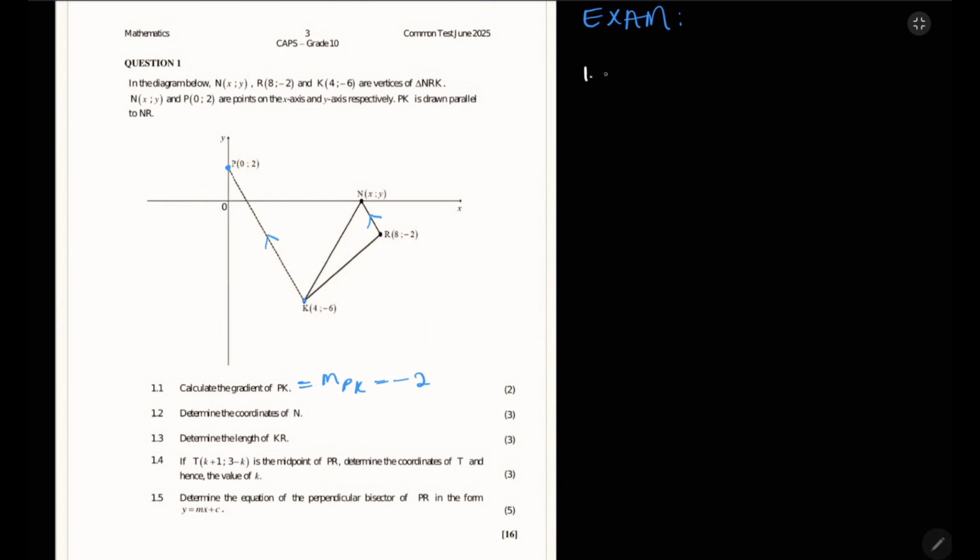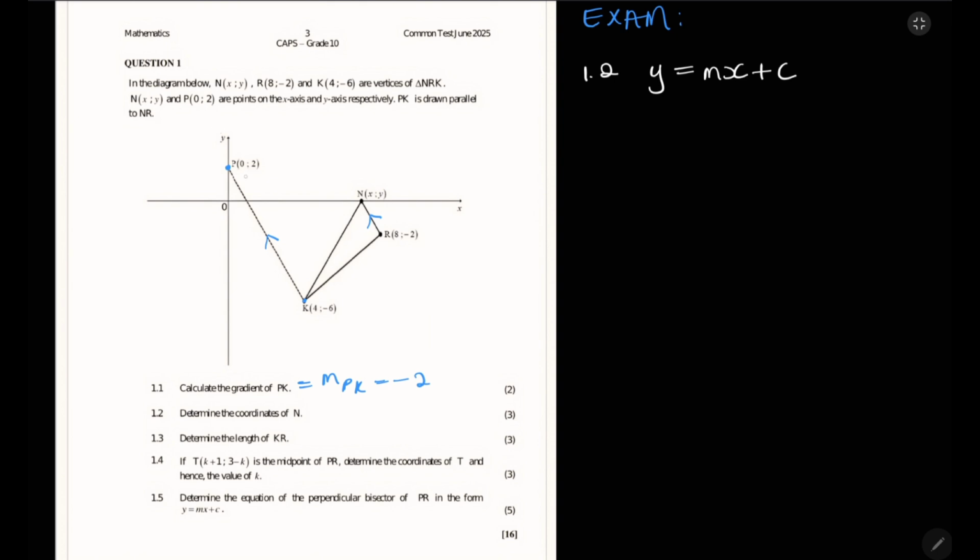Let's move to 1.2. We have determine the coordinates of N. Okay, there's your N. So there are different ways in which you can solve this. And I can see that it's worth 3 marks. And I'll show you the easiest method. However, if your teacher showed you a different way, or if you can think of a different way, please let me know in the comments. However, I think that we can use the straight line formula in order to find the coordinates. So remember that your straight line is y is equal to mx plus c, the standard formula, right?